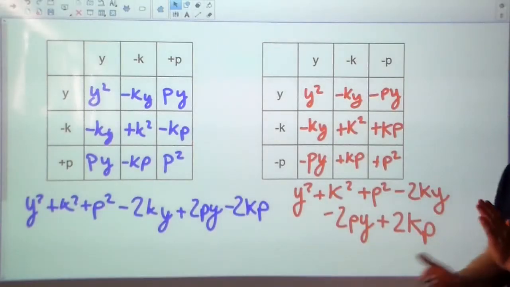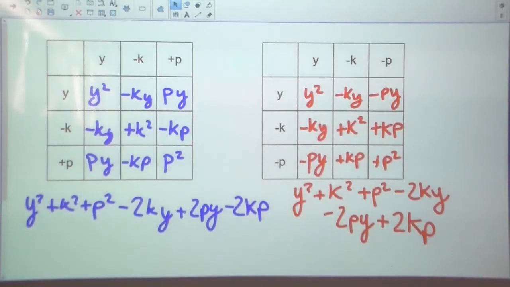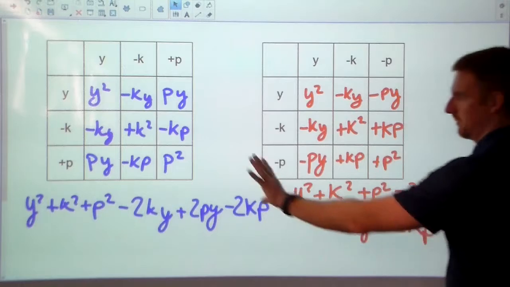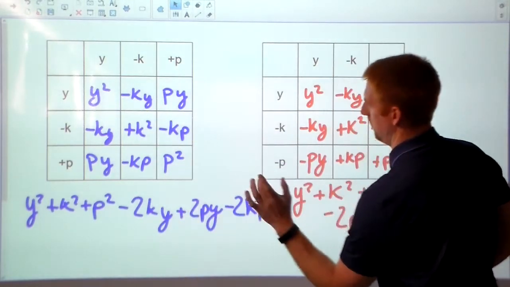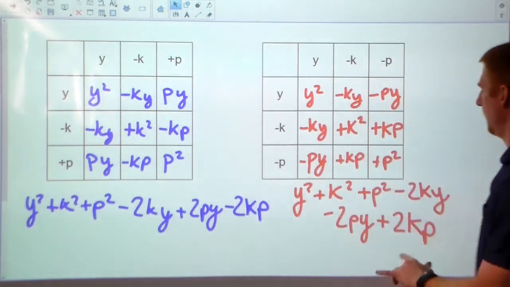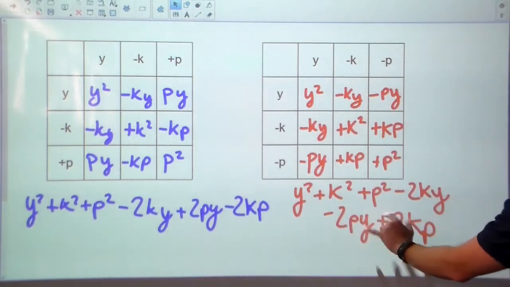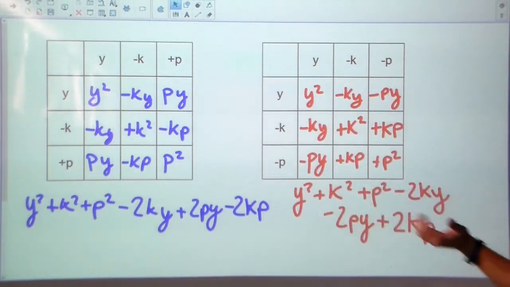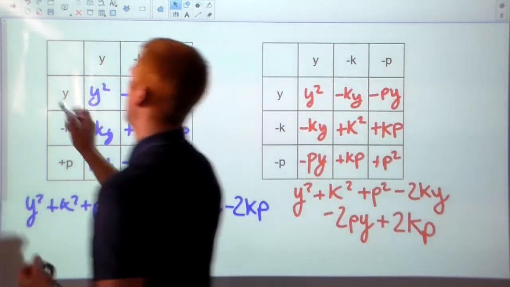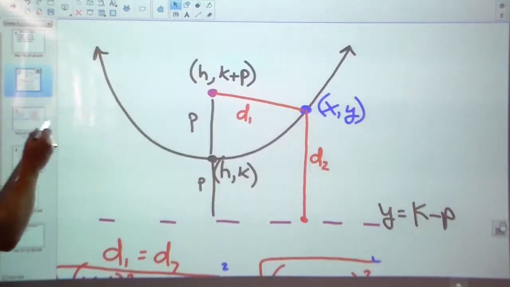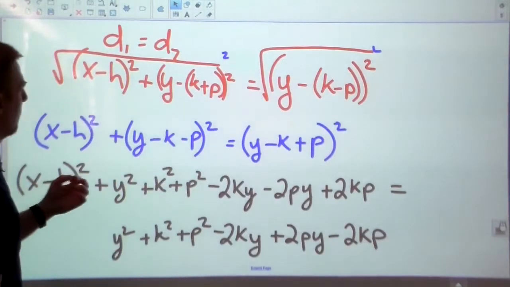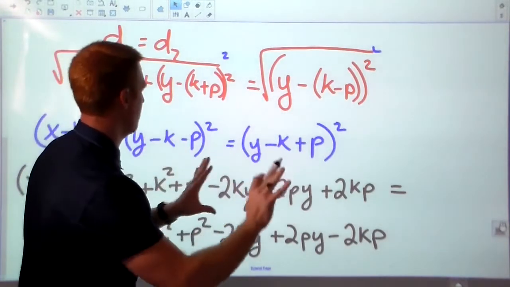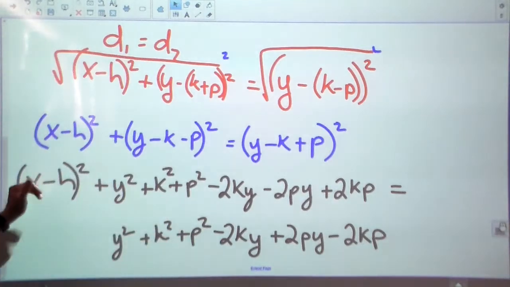All right, so now here are both tables completed. They're really the same thing, except this one with minus k plus p, you have plus 2py minus 2kp. And just notice those two are the exact opposite over here. Everything else is exactly the same. So I'm going to go back to the definition we started. And I've already added these two in. And I think they were actually reversed from the way the tables were, but just be careful with that.